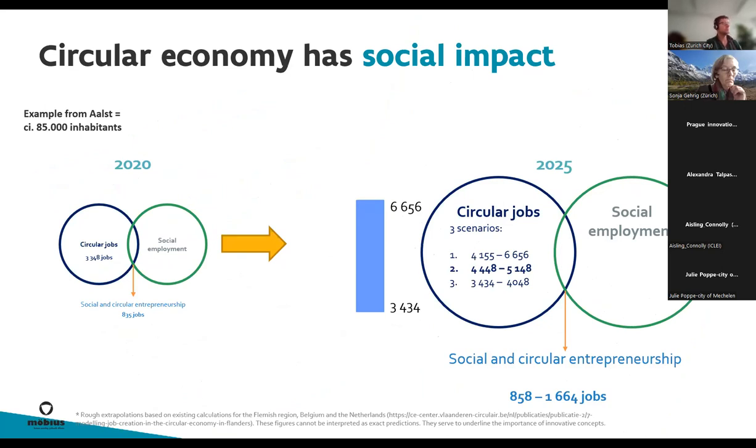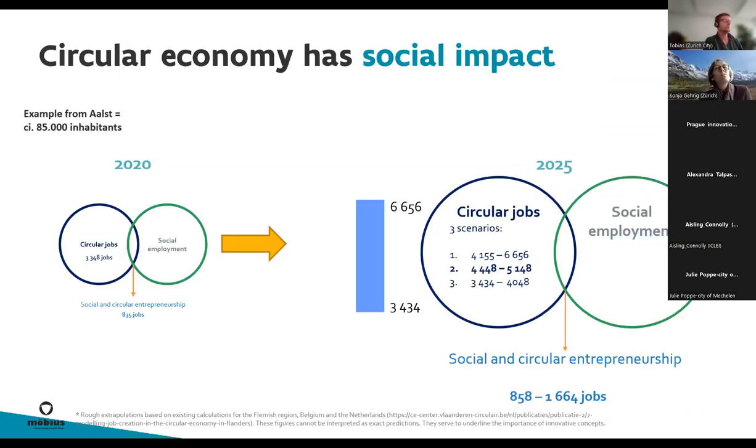And very important, we think the circular economy should have a social impact. We have some indicators that it leads to more jobs in the social economy, that people can have access to the labor market more easily, that they are supported by the circular economy strategies. But again, it's only a first indication. This is an example from the city of Aalst, where we can say, okay, you can have about 3,000 to 6,000 more jobs if you try and have projects in the circular and social economy field.